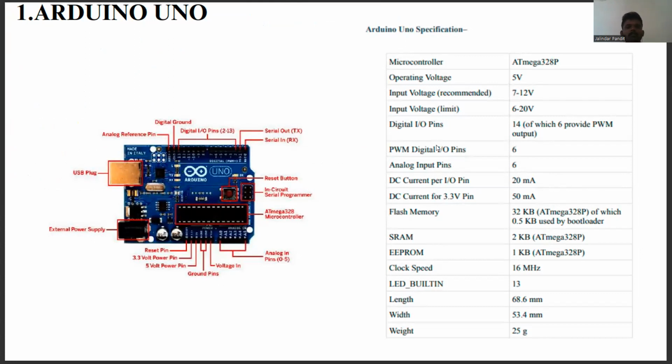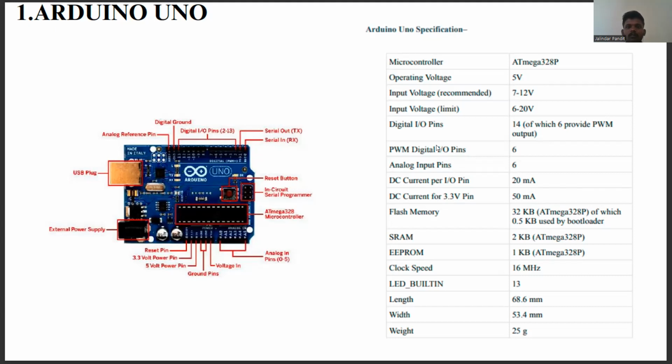This is the microcontroller chip that is at the beginning of the Arduino Uno board. It is a repeatable execution and code platform. So operating voltage is 5 volt. This Arduino Uno board operates at a voltage of 5 volt, which is the standard voltage for most digital devices.